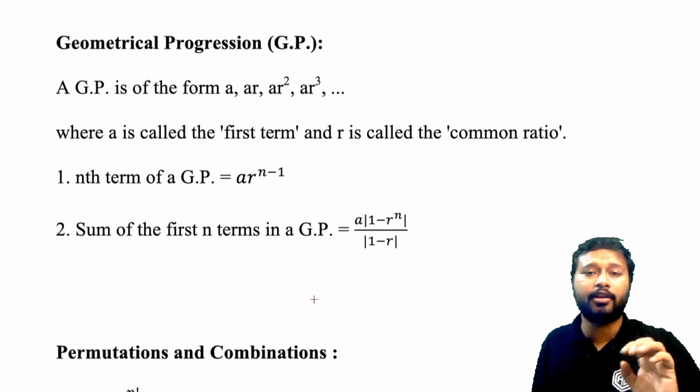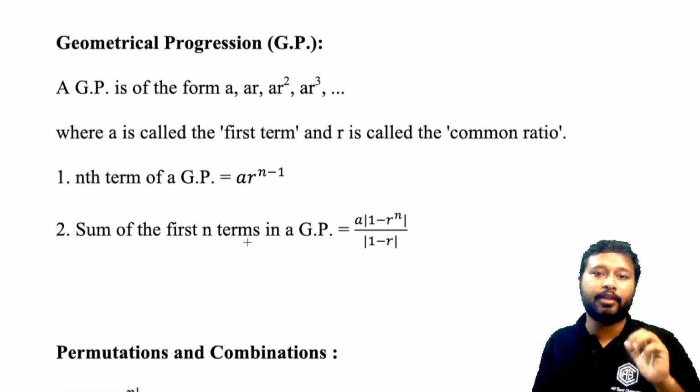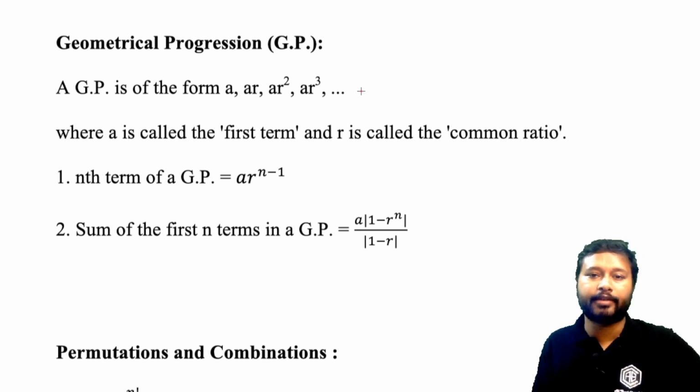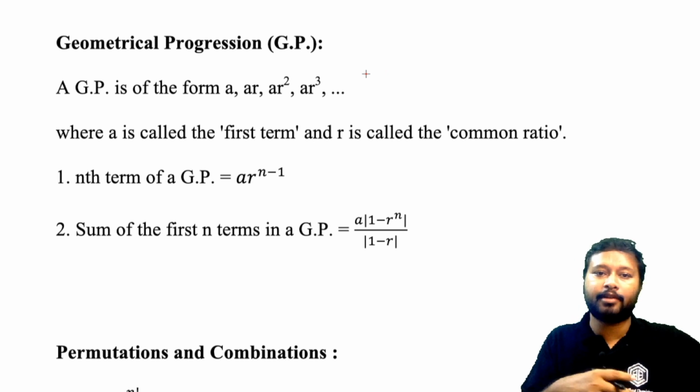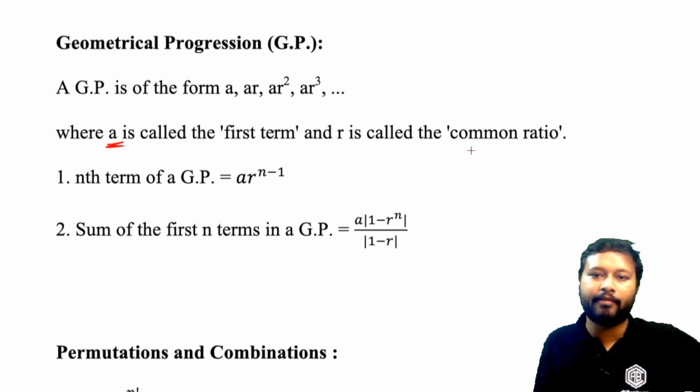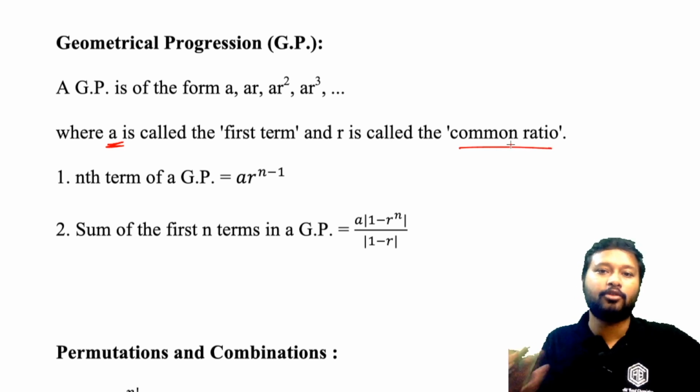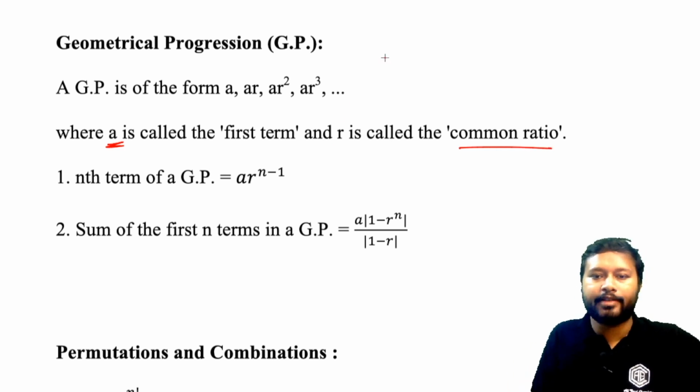Okay, the next thing is called geometric progression. Now in a geometric progression, the numbers are obtained by multiplying or dividing by something. They will have a first term a, and they will have a common ratio. For example, if you have 2, then 10, then 50, and then 250 and so on. Okay, so it's like that.